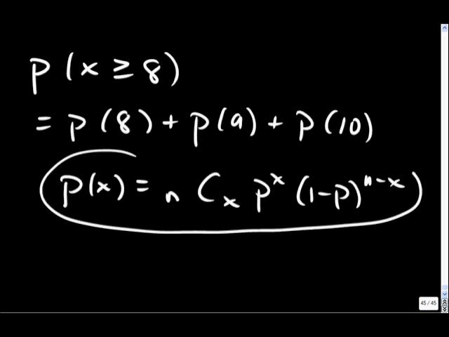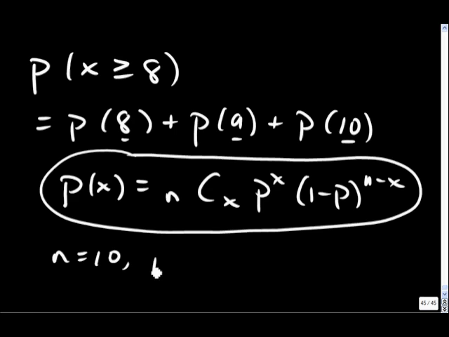We're going to have to use this formula for the value of x being 8, 9, and 10, with n being 10 and p being 0.5, which represents the probability of a correct guess in a true-false testing scenario.